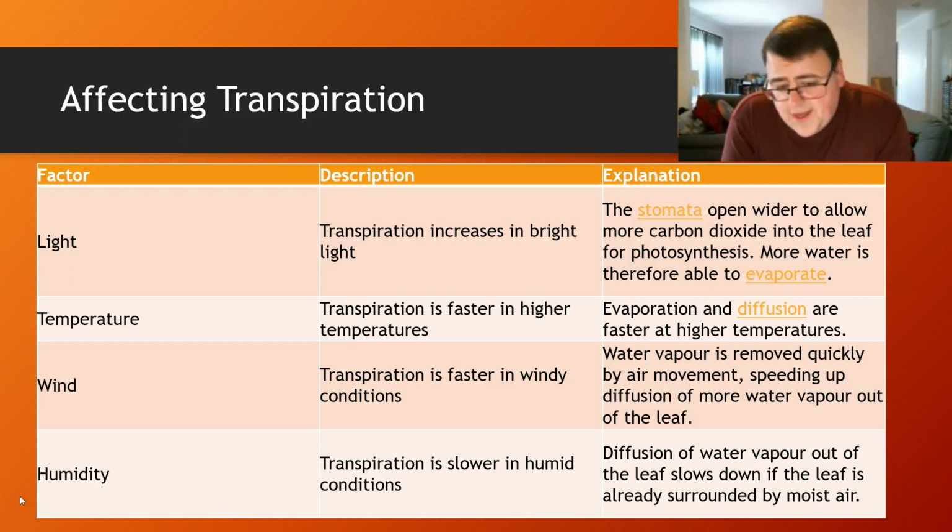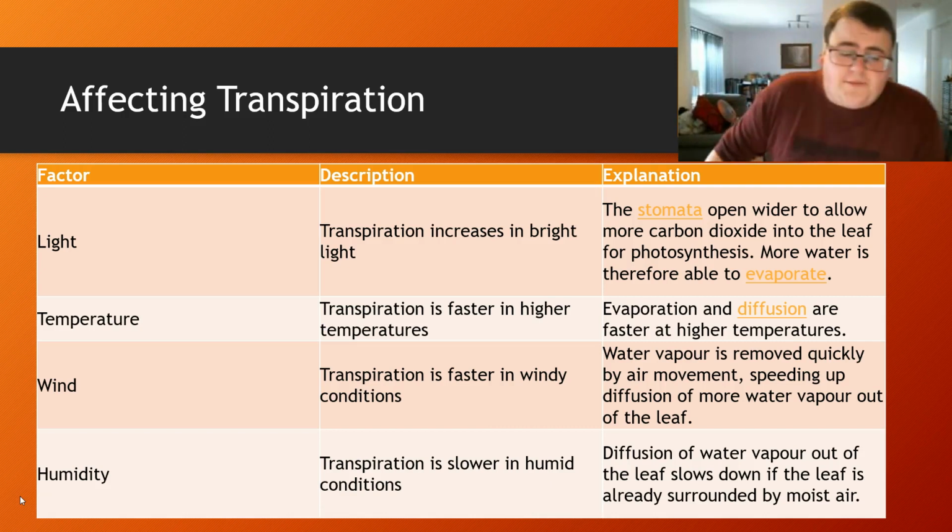Temperature. Again, transpiration occurs faster in higher temperatures, and that's because evaporation and diffusion are just faster at higher temperatures. It's just a process that happens. Wind. Transpiration is faster in windy conditions, and that's because water vapor is being removed quickly from the leaves by air movement, which is speeding up diffusion of water vapor out of the leaf, which causes adhesion and cohesion to be moving faster up the xylem.